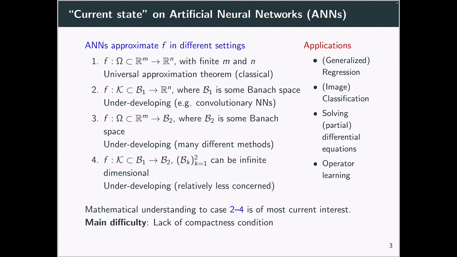And for the fourth category, as I already mentioned in the previous slide, is operator learning. So here is a map between infinite dimension spaces. So this is even less understood in comparison to the problems in the first 3 categories. The main difficulty is because of the lack of compactness, which makes the theoretical understanding and also the algorithm development fundamentally difficult.